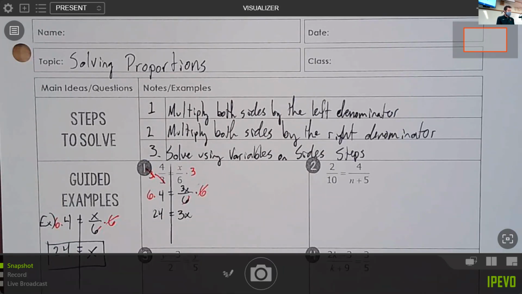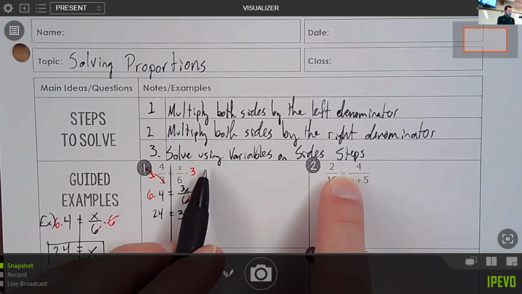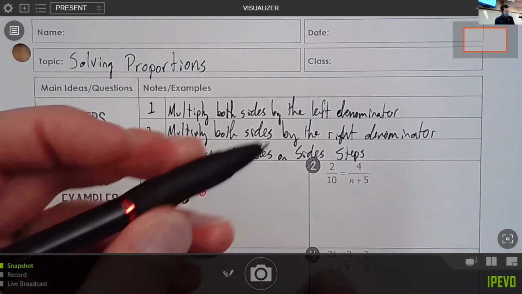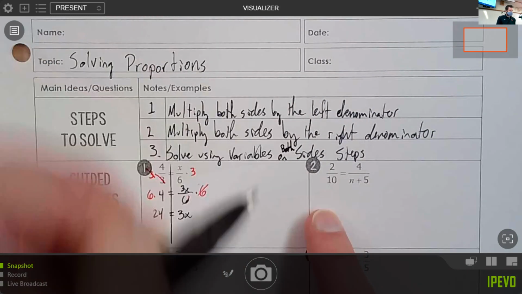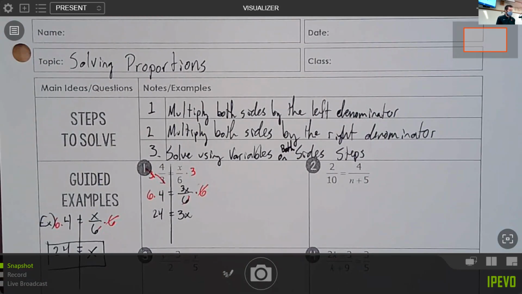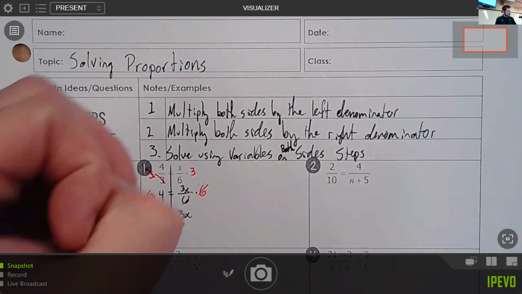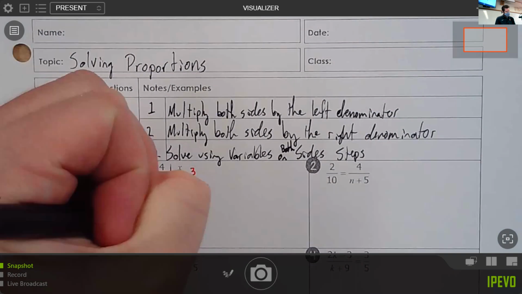And then from here, it says solve using variables on both sides. Steps for variables on both sides: distribute if you can. There's no distributing here. Combine like terms if you can. There's no combining like terms here. Move everything with a variable to one side. Yeah, that's already happened. So this first example doesn't have a lot of extra steps once we've multiplied both sides. That's for a reason, it's just to get us seeing what needs to happen.